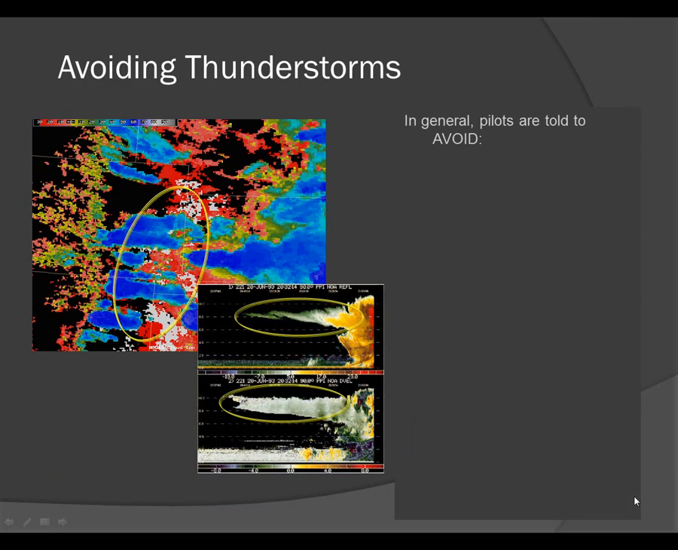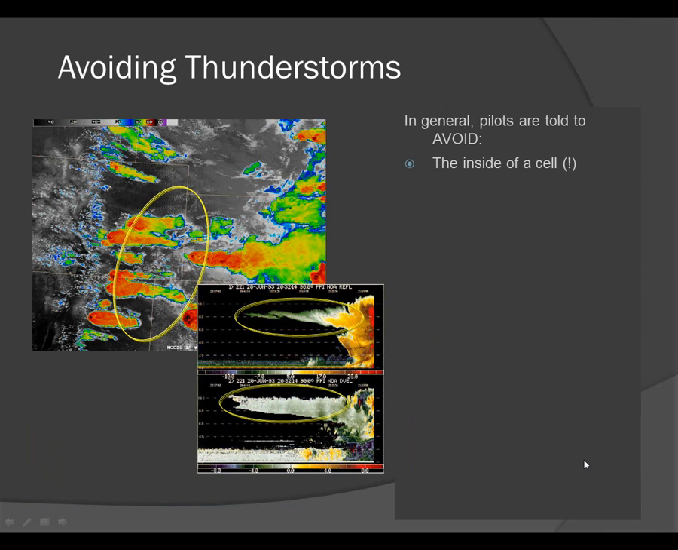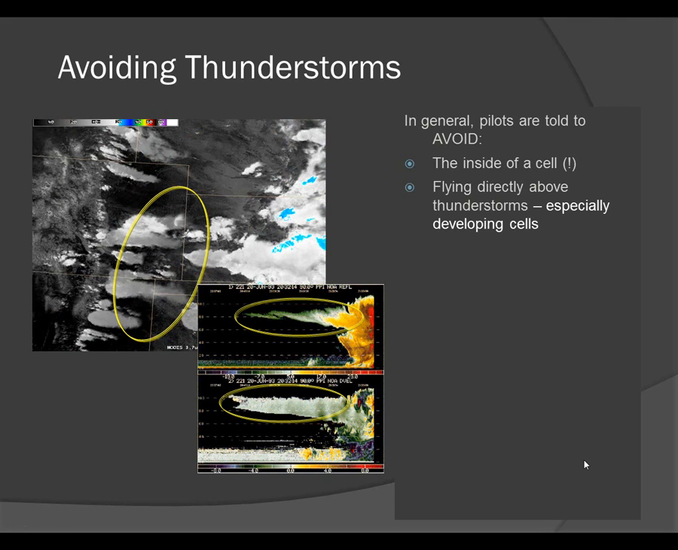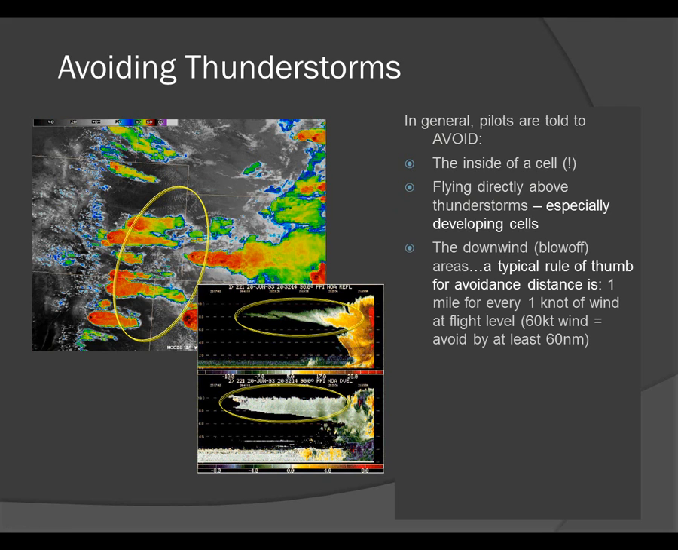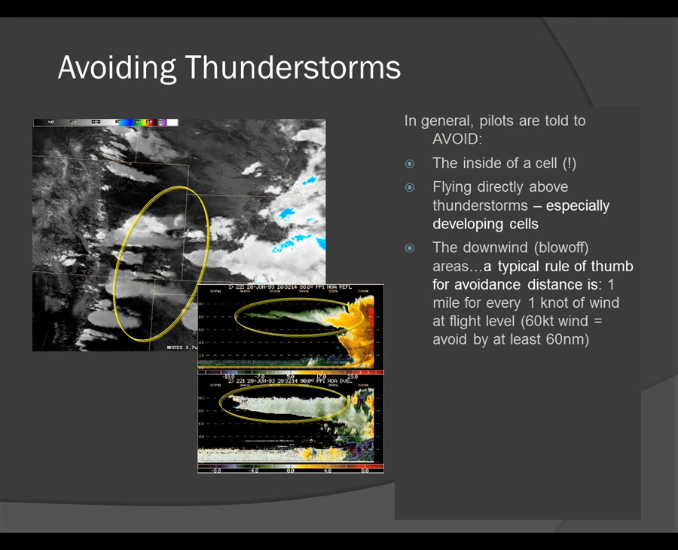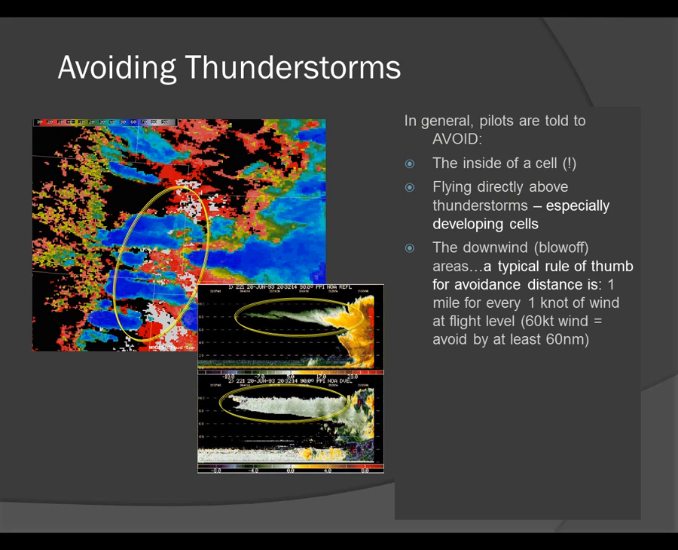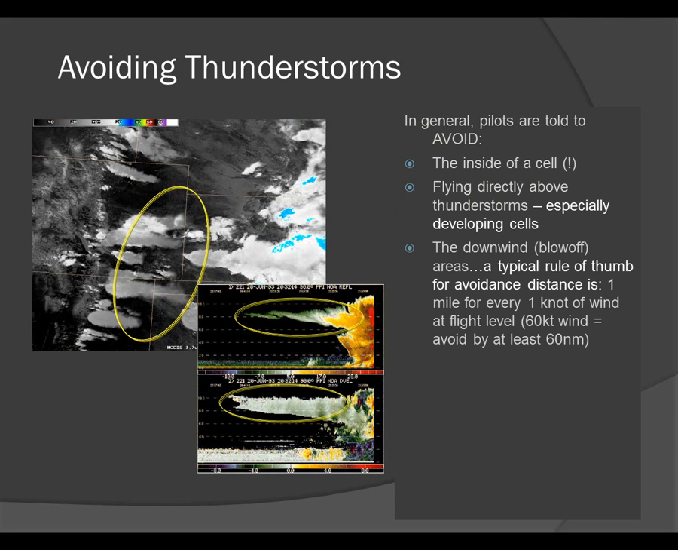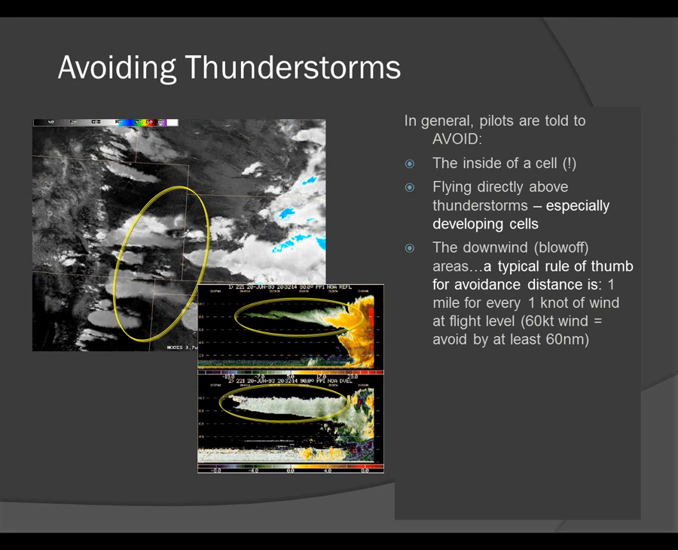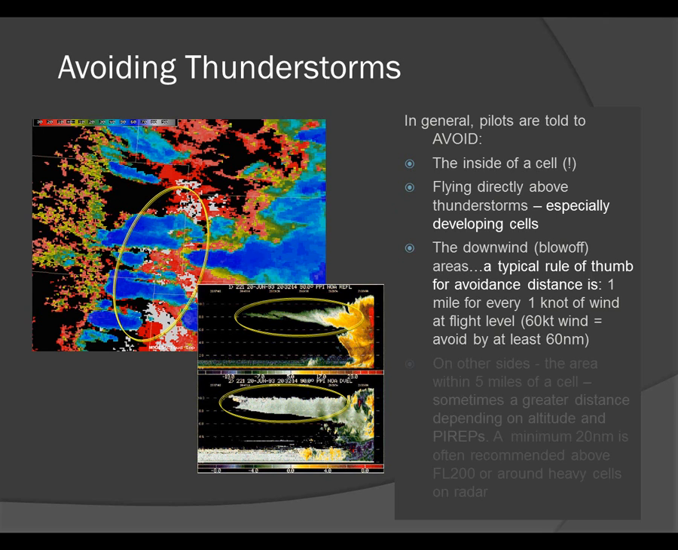In general, pilots are told to avoid the inside of a cell, naturally, but also flying directly above thunderstorms, especially developing cells, and the downwind or blow-off areas. A typical rule of thumb for avoidance distance is about 1 mile away from the storm for every knot of wind at flight level. So if you've got a 60-knot wind at flight level, you want to avoid the downwind area of a thunderstorm by at least 60 nautical miles.